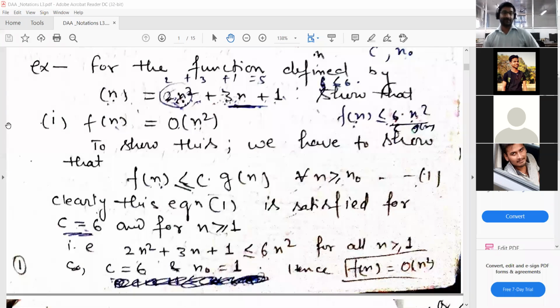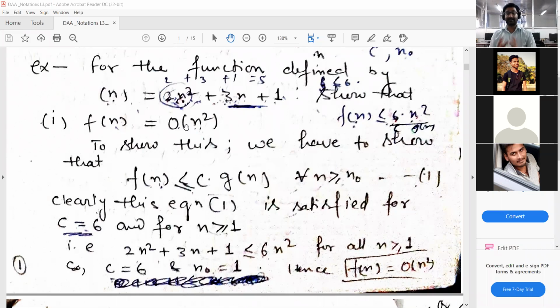So just see, here it is given f(n) like 2n square plus 3n plus 1. This is the f(n), ठीक है. अब प्रूव करना है f(n) is big O of n square. So f(n) is given, now you have to prove that f(n) is big O of n square. Sometimes whenever you are giving the written examination, this kind of question is asked in your university: prove that f(n) is big O of n square.